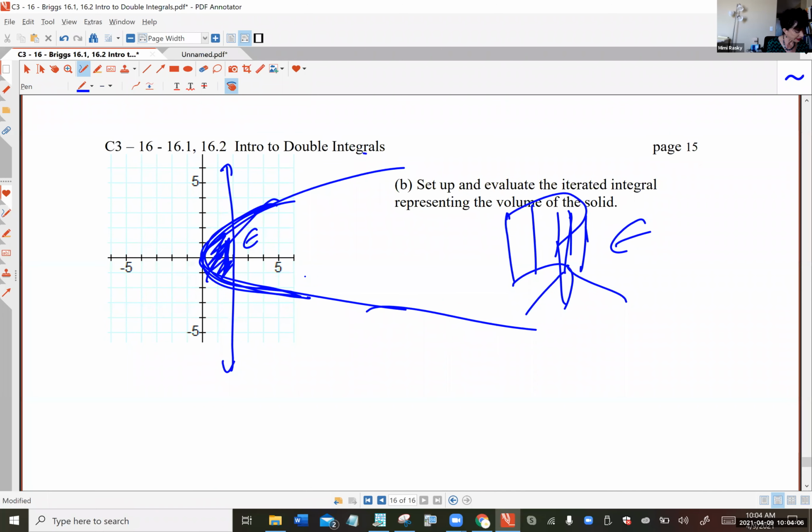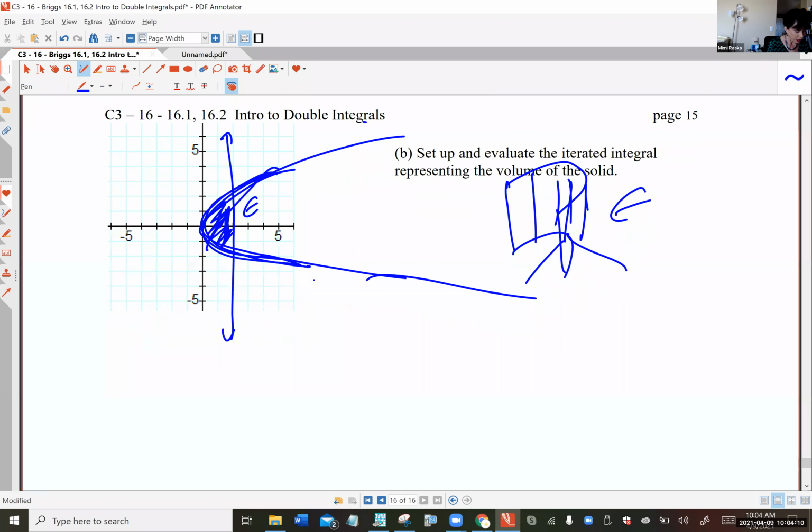So I'll set it up and then I'll let you figure it out. I'll set it up 2 ways and I'll give you the answer. Okay. Because this x equals y squared is a function of y, the easier choice, if you're going to set up your double integral, would be dx dy. It's actually easier to set it up as horizontally simple when you have functions of y.